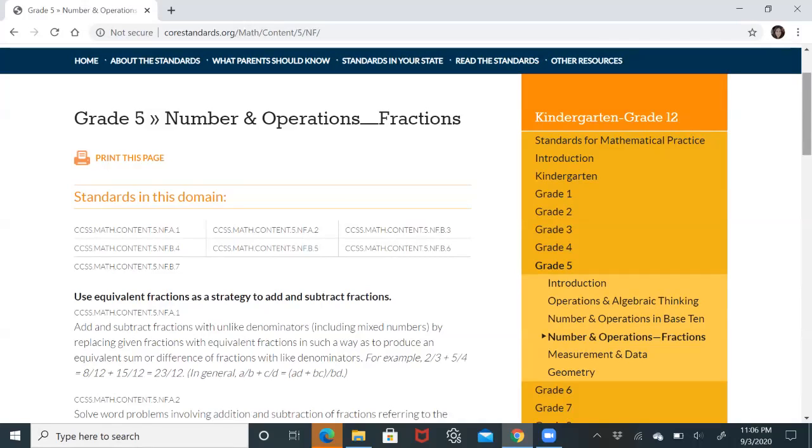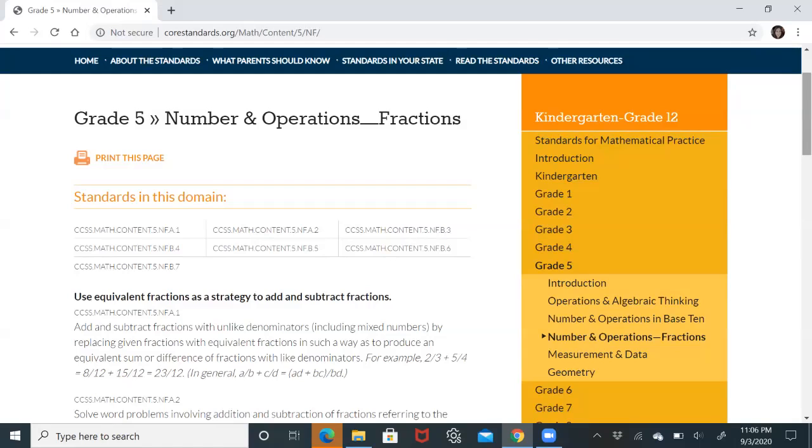So in some cases, like Louisiana has an LA for Louisiana in the beginning, and I think they've changed some of the cluster letters to numbers or things like that. But the content and what students are learning is really basically the same in most states.